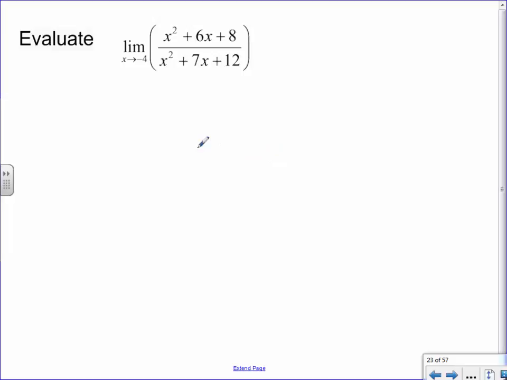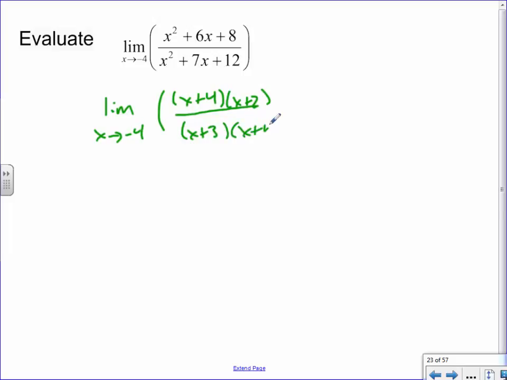I'm going to try to do this example really nicely so that you know what I'm going to expect on an assignment. So before you use your limit rules, what we could do is factor. This would give you (x + 4)(x + 2) over (x + 3)(x + 4). Okay, so I'm not applying my limit rules just yet. I could in the future, but I'm not doing it just yet.